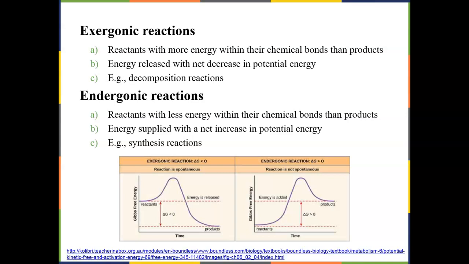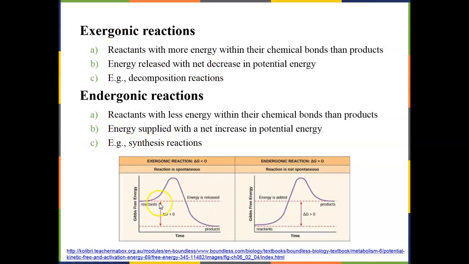An endergonic reaction then is the opposite. The reactants have less energy than their products, which means the reactants need to gain energy to produce the products. And so this occurs in anabolic reactions or synthesis reactions.